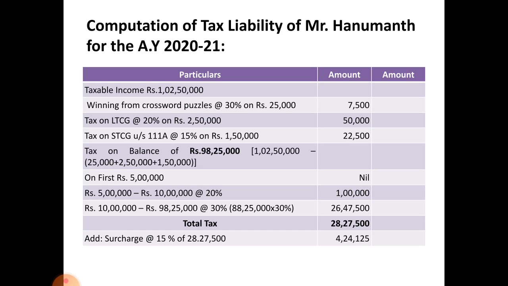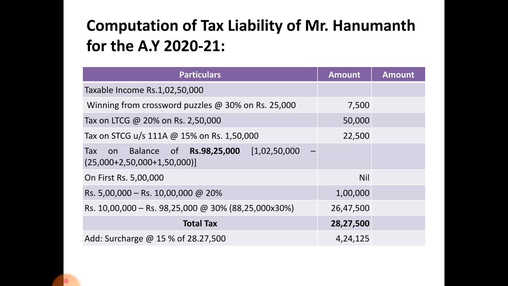And on the balance 88 lakh 25,000, that is 98 lakh 25,000 minus 10 lakh, that is above 10 lakh, at the rate of 30%, that amounts to rupees 26 lakh 47,500 rupees. So the total tax payable by Mr. Hanumant before surcharge and before health and education cess is rupees 28 lakh 27,500 rupees.